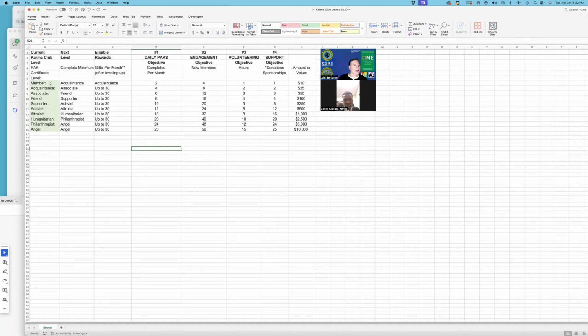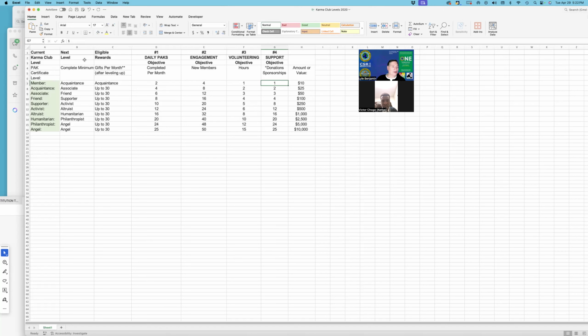In order to level up, to go from member to acquaintance, it says next level, you have to do 2 planned acts during the month, 4 engagements of people signing up. You have to do 1 hour of volunteering, and you have to do 1 instance of donations or support with an amount or a value of $10. And then when you do that, you can level up. This is for leveling up.